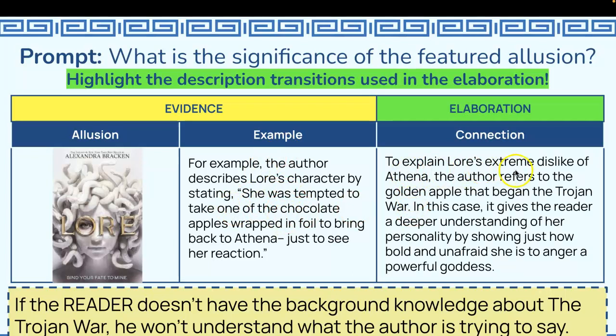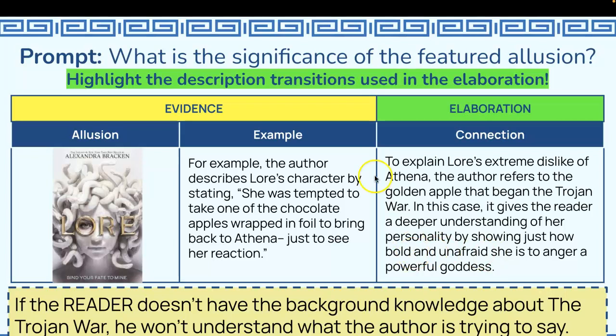To explain Lore's extreme dislike of Athena, the author refers to the golden apple that began the Trojan War. In this case, it gives the reader a deeper understanding of her personality by showing just how bold and unafraid she is to anger a powerful goddess.